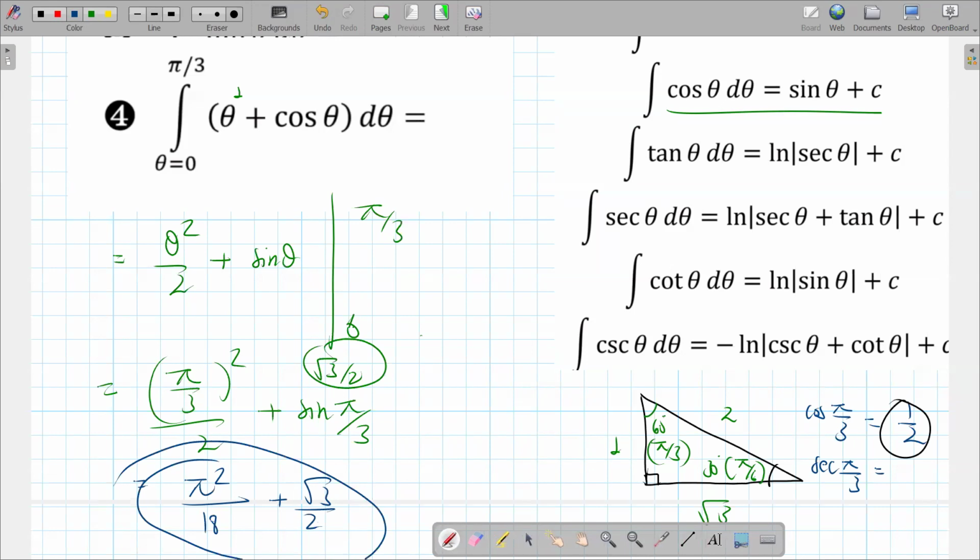Cool? It's not terribly difficult. Don't worry about these. It just looks complicated. You're just plugging things in, and as long as you have the special triangles, you can find every single one of them because sine, cosine. Once you have sine and cosine, you have everything. You have tan, you have all the reciprocals as well.